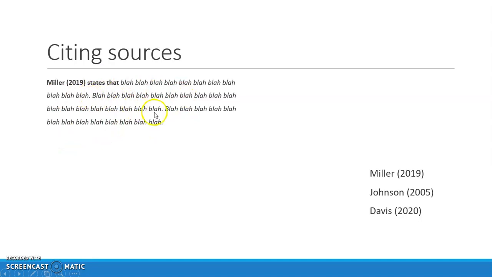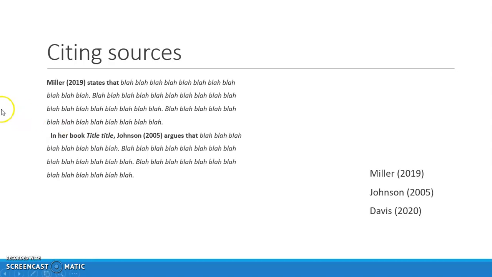Even when we start a new sentence, we're still referring to this particular source. When you start a new paragraph, it can be assumed that you have left this reference and now you're doing something new. So the next paragraph can begin with a new reference. In her book, title, whatever the title of the book is, Johnson argues that, and so on, and this is all what Johnson says.